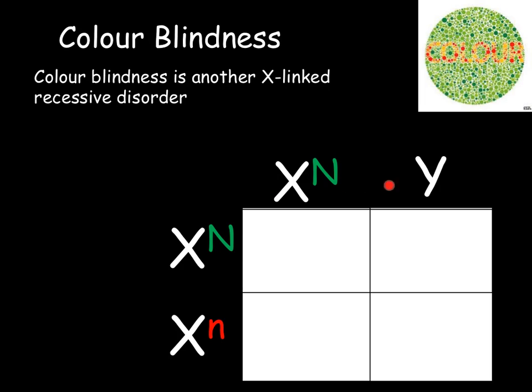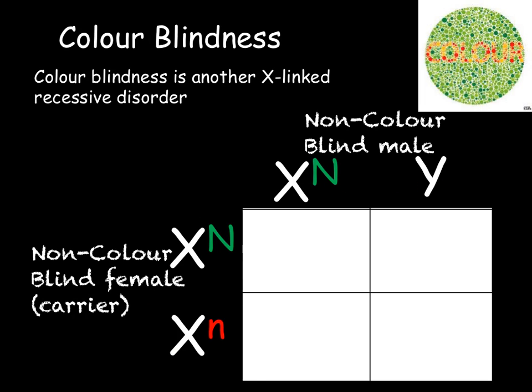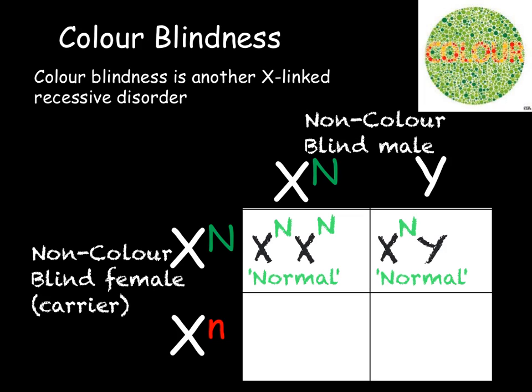So here we would have a non-colourblind male and a carrier female. So the carrier female wouldn't be colourblind herself, but we can see that she is carrying the faulty allele here. So putting together our genetic cross, we would have X big N, X big N, so this person would be female and would not be colourblind. We would have X big N Y, this would be a non-colourblind male. We would have X small n, X big N, so this person would be a non-colourblind carrier female.